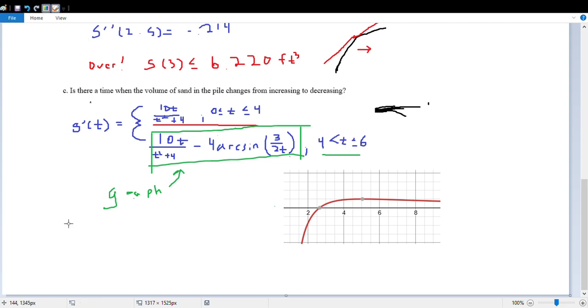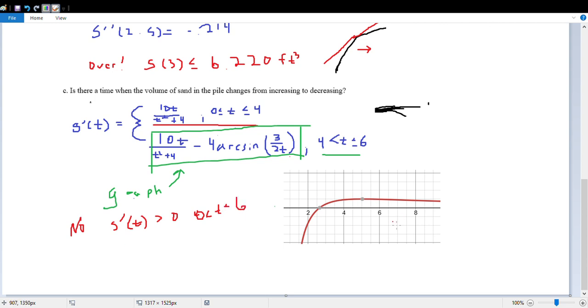Yeah, no. And our justification is simply that the derivative, s prime of t, is continuous and it's greater than 0 on the interval all the way from 0 to 6. So that's not going to happen.